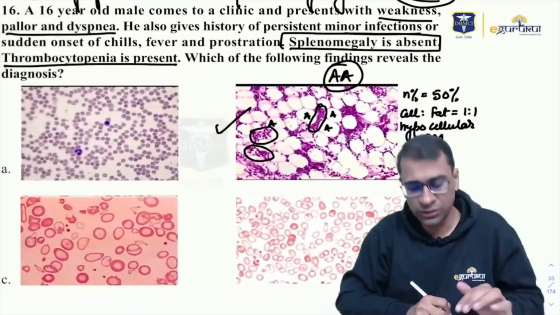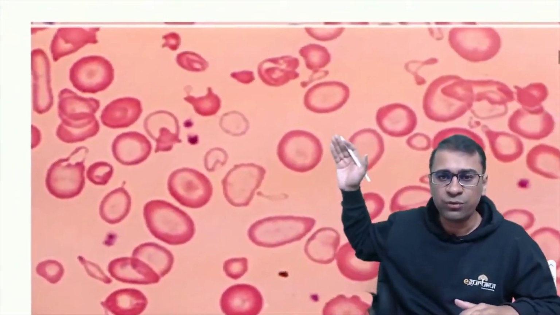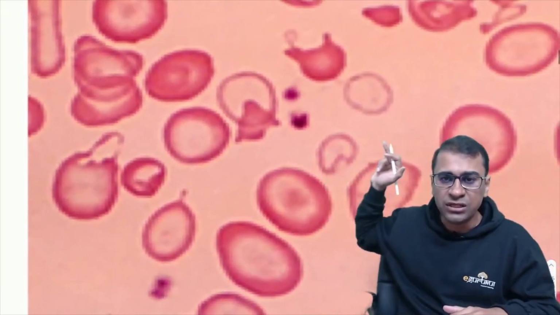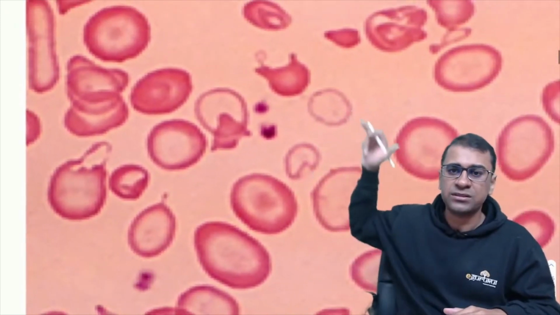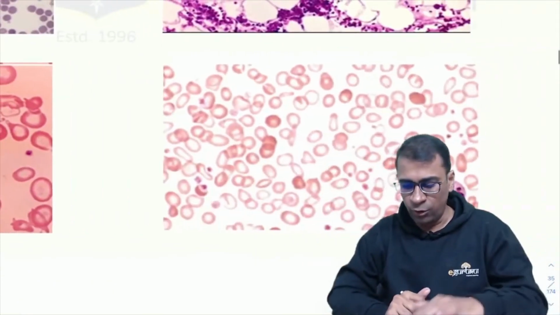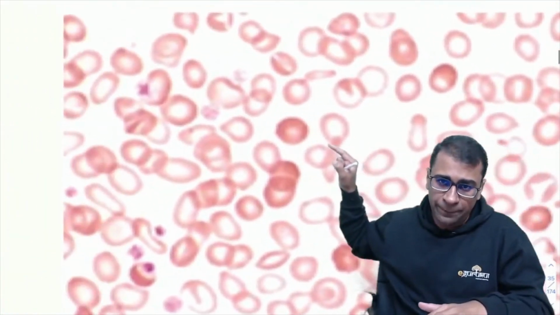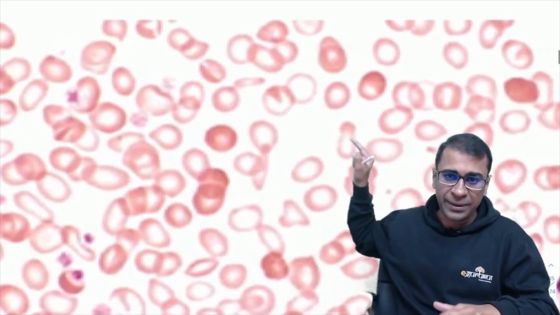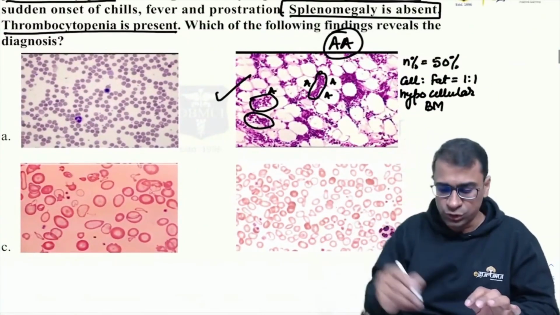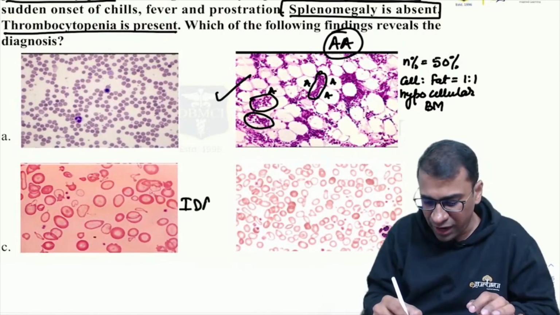But why not other options? Look at this one. In this case, you see what? Look at the hypochromic RBCs. Look at the microcytic RBCs. So microcytic, hypochromic RBCs are seen in iron deficiency anemia. And look at this one. Again microcytic, hypochromic RBCs. And look at the pencil cells you see here. It's a pencil cell. Look at this one also, a pencil cell. So all of them are pencil cells with microcytic hypochromic RBCs. So these two, C and D, are seen in iron deficiency anemia.